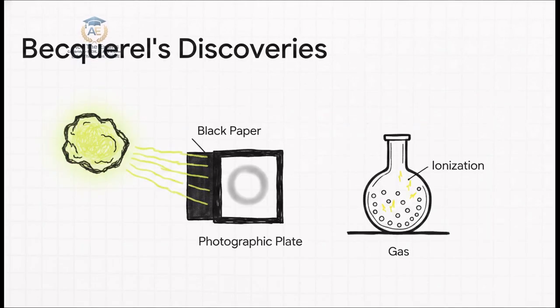And Becquerel's experiments brilliantly illustrated his key findings. He found that the radiation from uranium compounds completely penetrated solid black paper to affect a photographic plate. And, crucially, it had an ionizing effect on a gas. You really want to remember these two specific properties: penetration and ionization. Why? Because they are exactly how we detect and measure background radiation to this very day.